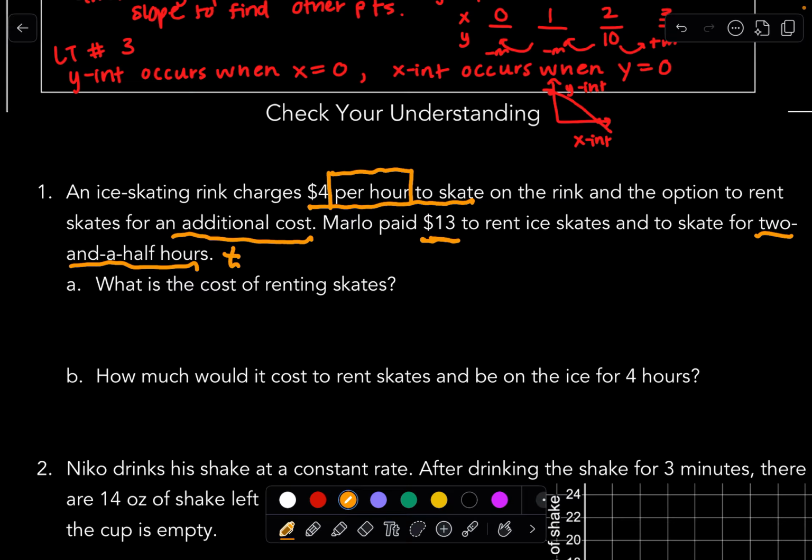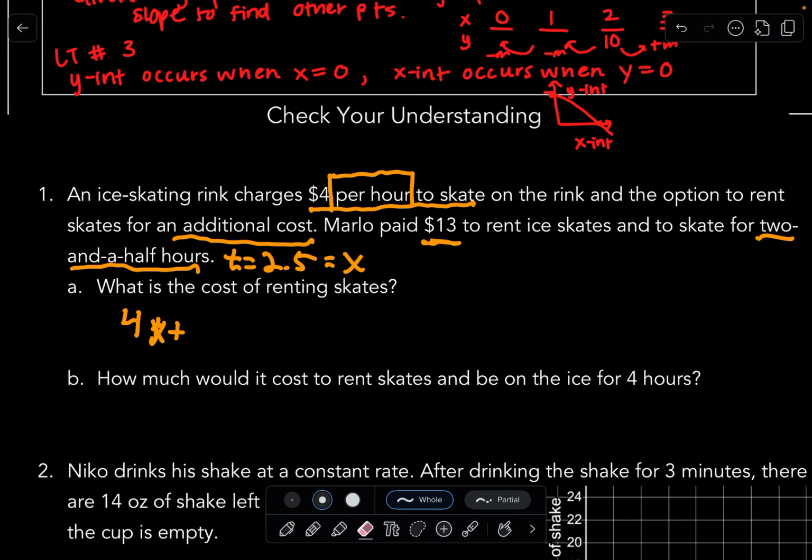Okay, that means T equals 2.5, or I guess I should say X, because we'll probably use X. And the question is, what is the cost of renting skates? Well, if it's $4 per hour, it will be 4T plus the unknown, well, let me make that X. 4X, because X is T. I don't want to get too crazy. Plus the rental fee will equal the amount of money paid.